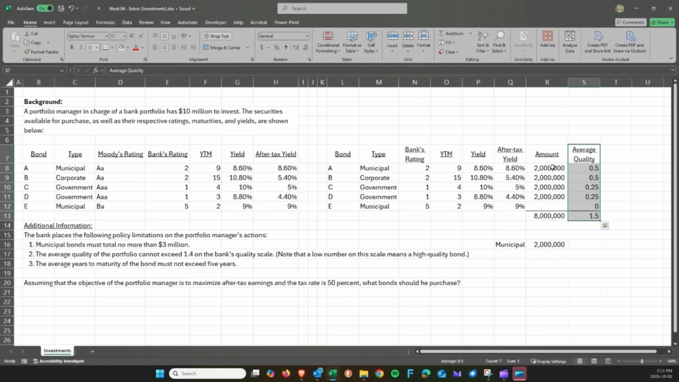Okay, so we have this average quality calculation, but I'll delete these. Right, and I get this divided by zero error if these are blank. This is actually going to become problematic in Solver, so I won't be able to use this. I'll show you why when we get there. Okay, so we at least do have a calculation for average quality. Let's do the same thing, average years to maturity.